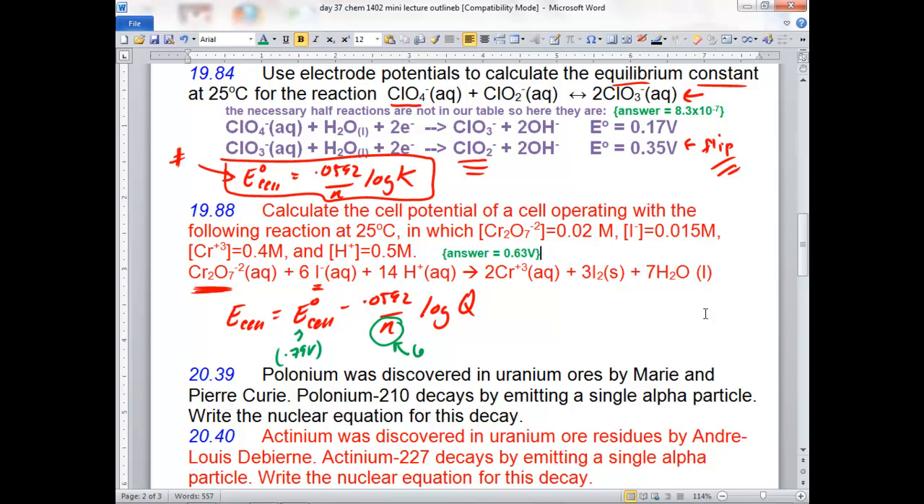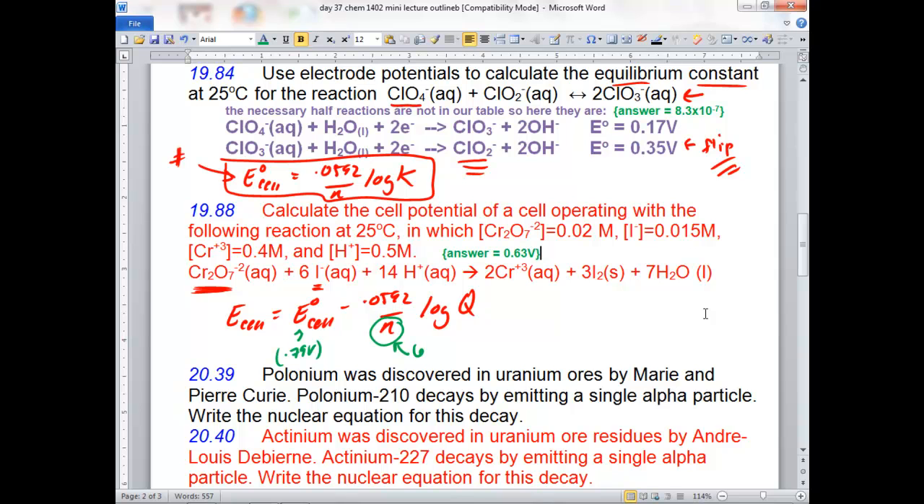So it would be this one. Oh, it has the moles up there. My bad. Well, they gave you all the concentrations, and they gave you the overall reaction. Just use it. So it has to be products over reactants. Like you see, Cr plus 3.